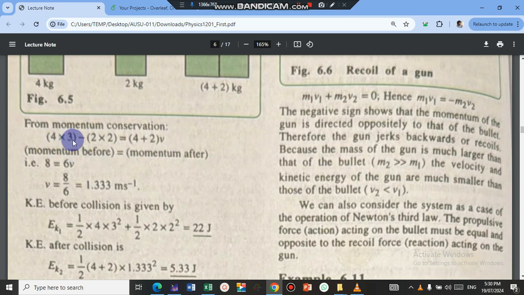So here 4 times 3 will give you 12, 2 times 2 will give you 4, so 12 minus 4 will give you 8, equals 4 plus 2, 6, 6 times v will be 6v. Okay, you divide both sides by 6 and your v will be 8 divided by 6, 1.333 meters per second. So they will move with this velocity.